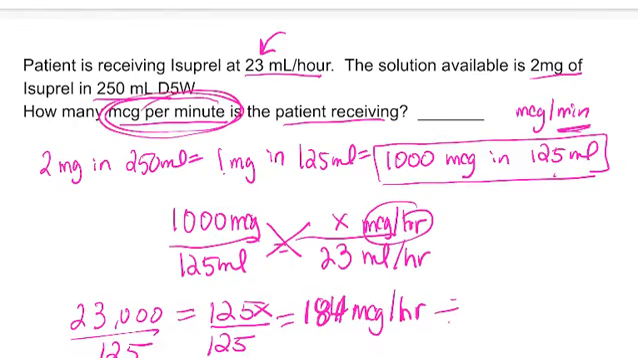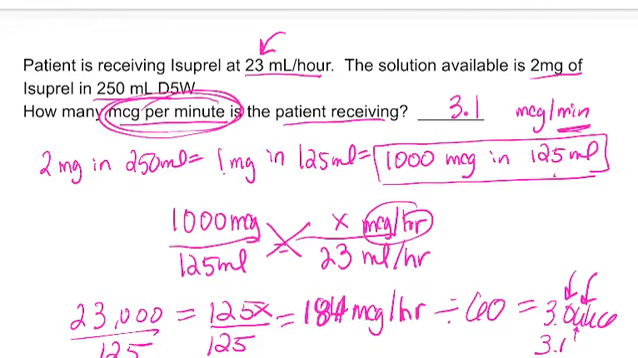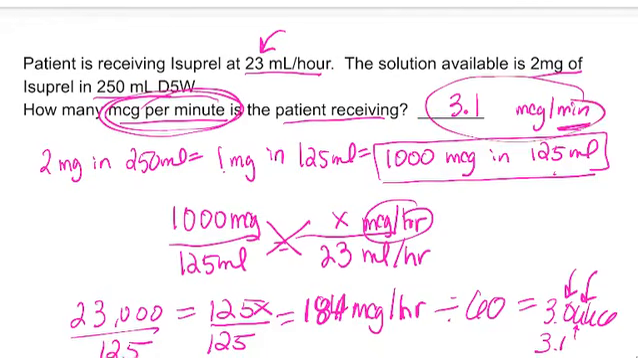So now I'm just going to take that number and divide by 60. 184 divided by 60 equals 3.0666. And remember, if I round to the nearest tenth, I look at the next number at the hundredth. So my answer here is going to be 3.1. I'm going to take the 6 and march up. So it's 3.1 micrograms per minute will be my final answer.